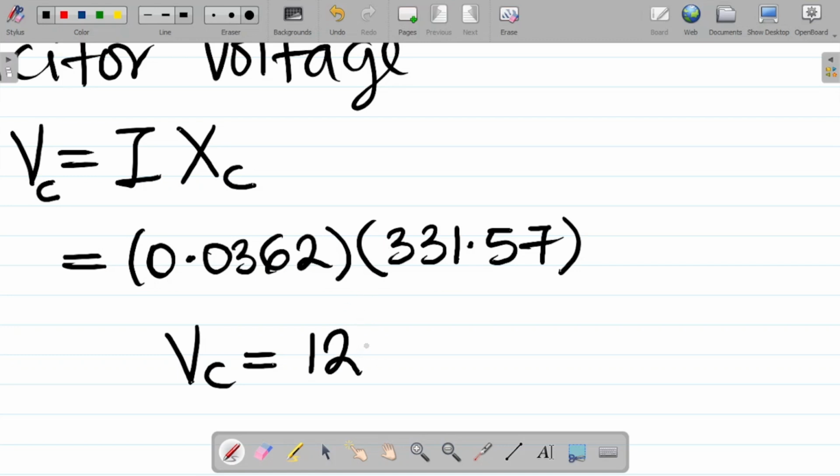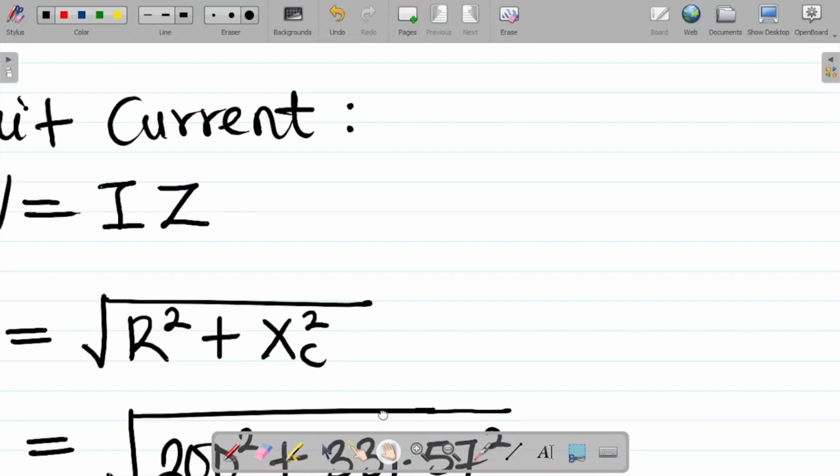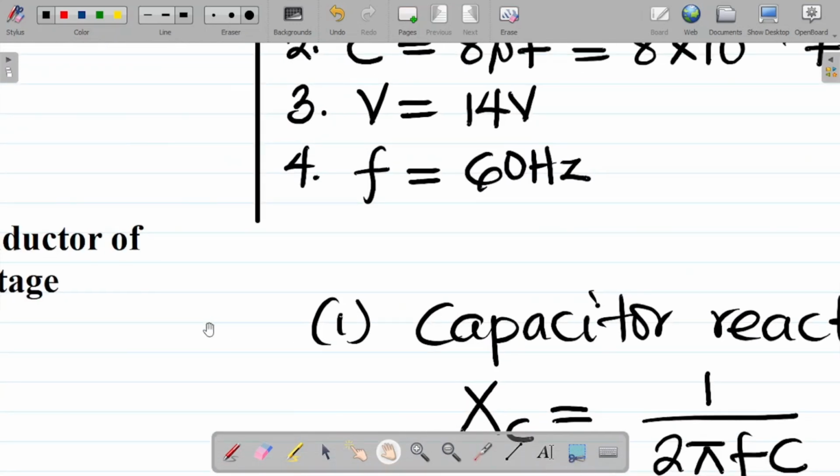Now V is voltage, and voltage is measured in volts. So I have 12.002, which is approximately 12 volts. So the answer to this question is 12 volts. Hence, the capacitor voltage is about 12 volts. That's the answer to this question. I think this is for the A part. Let's look at the B part.